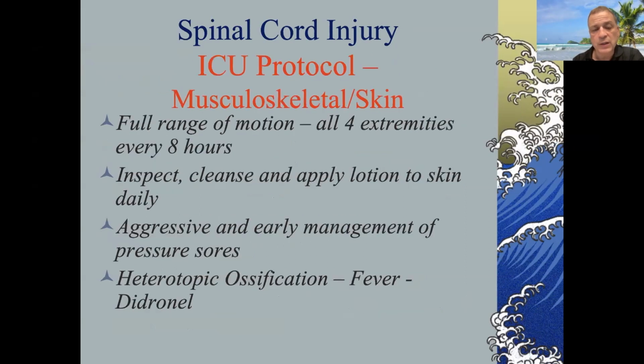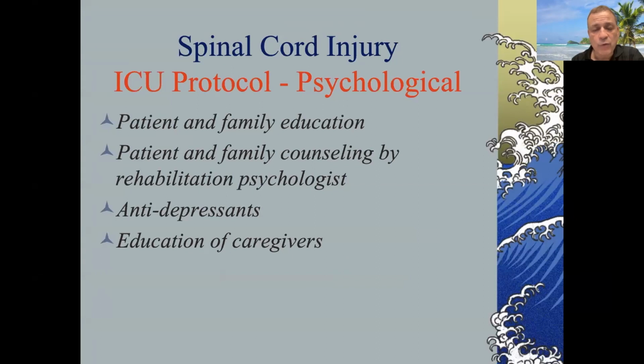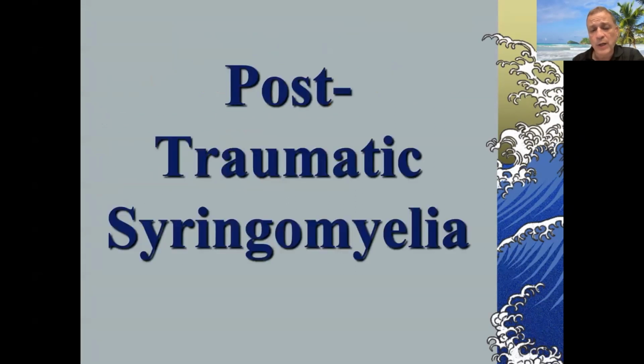Again, because their GI system's not working, they're prone to contractures, pressure sores, and heterotopic ossification, which is bony formation in their muscles that can be a source of fever early on. Preventing pressure sores is critical, and both the patient and the caretaker are important in that. And of course, this is psychologically devastating to the patient and the family. So we have psychology and psychiatry involved early for counseling. Often the patients will require antidepressants.